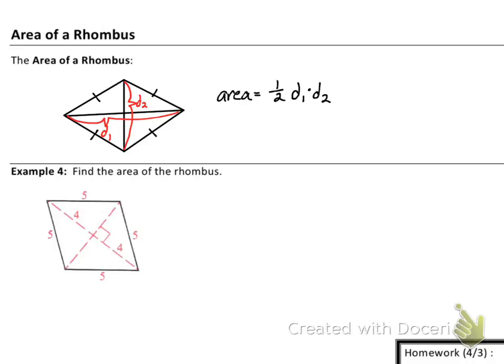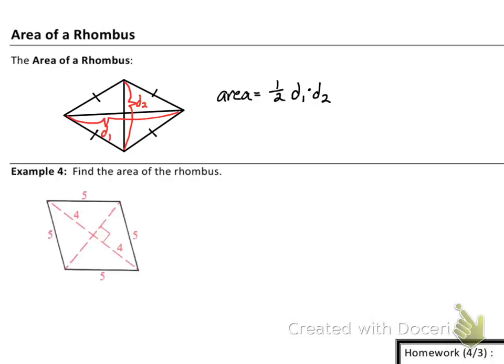Let's go ahead and apply it, and then we'll be done and we'll be working on our homework. We're supposed to find the area of this rhombus. Let's say I know one of the diagonals. I know diagonal 1 equals 4 plus 4, it's 8. This whole diagonal here is 8. I just need to get this other diagonal. To do that, I'm going to note that these create a right angle where they intersect.